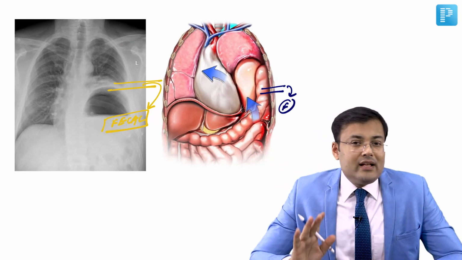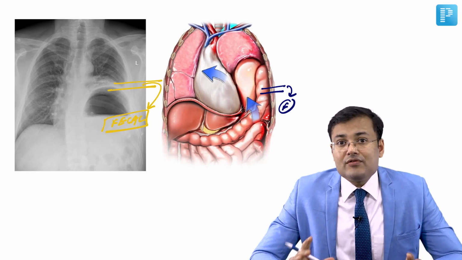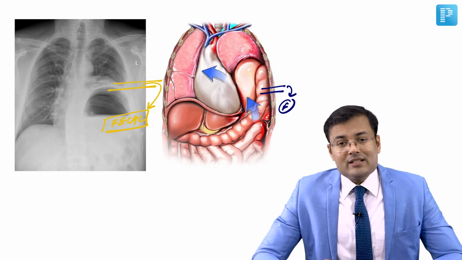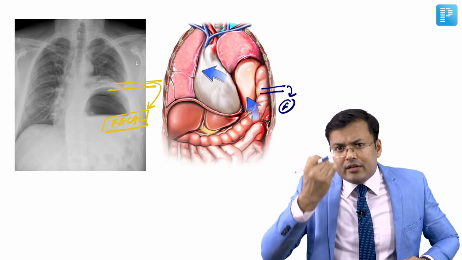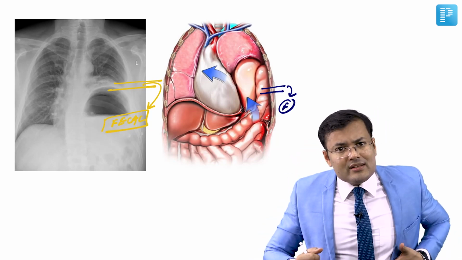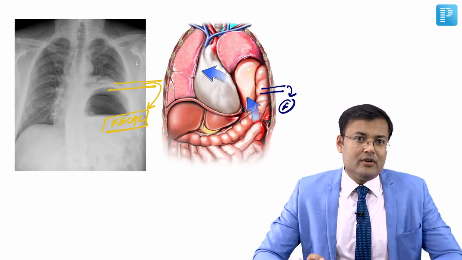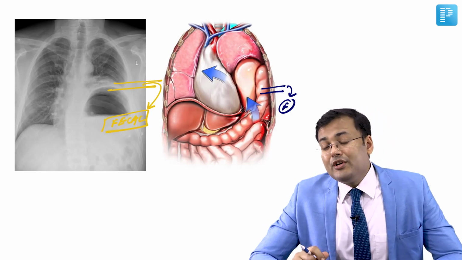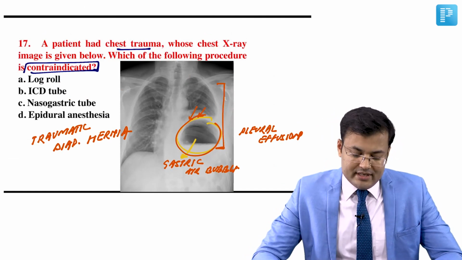So you know that diaphragmatic hernia is a contraindication for ICD insertion. Clear? If you are going to manage a patient with traumatic diaphragmatic hernia, we perform surgery. We reduce the contents, repair the defect, and after repairing the defect, we insert the chest tube. So in diaphragmatic hernia, insertion of ICD preoperatively is contraindicated. Clear? So see the question again.